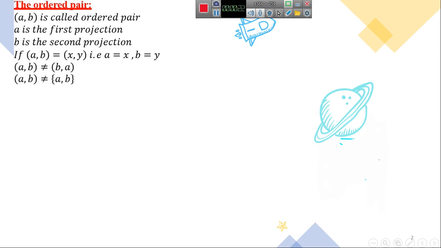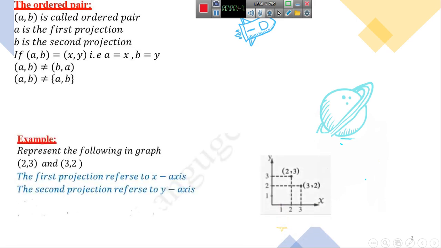And if we say that two ordered pairs are equal, then the first projection A equals the first projection X, first equals first, and the second equals second, then A equals X and B equals Y. And if we reverse the two components of an ordered pair, then they are not equal, because they have different locations. (A, B) is not the same as (B, A).